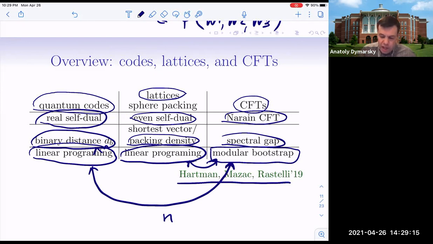We play a similar game. You start with the modular bootstrap, you reduce it to an even smaller, even more restrictive ansatz, and you uncover linear programming at the level of codes. So this problem people worked on before in the context of sphere packing. This problem people worked on before in the context of codes. And the point is that both problems embed, as particular cases, in the modular bootstrap program. Okay.